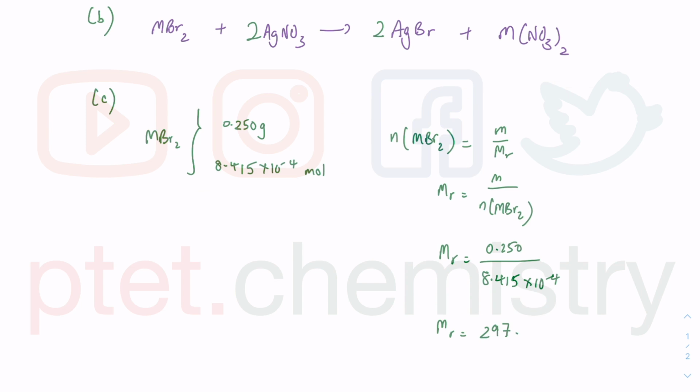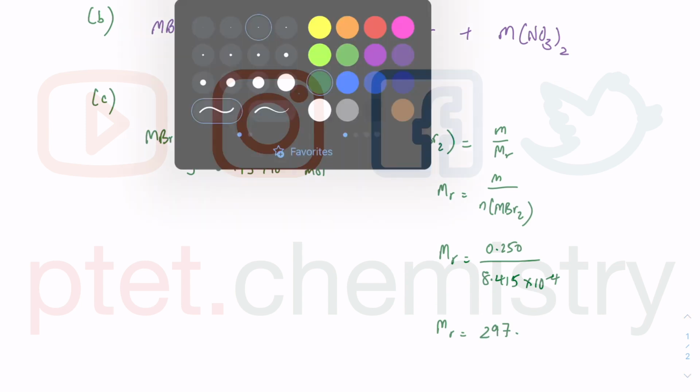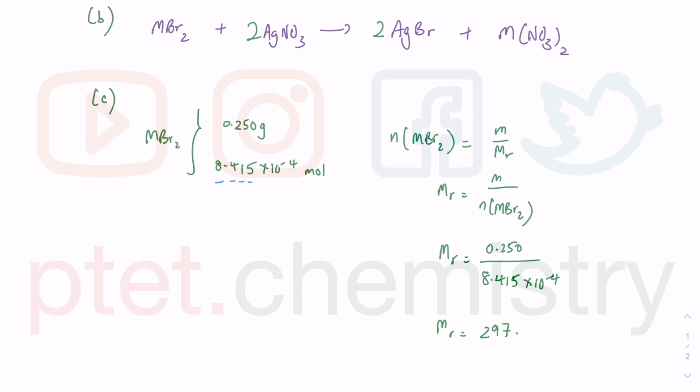They don't tell us how many significant figures, but based on the information given, if you see 1, 2, 3, and 4 significant figures, and the 250 is 3 significant figures, I would say anywhere between 3 and 4 significant figures would have been alright, because there would have been an appropriate number of significant figures. So my MR, if I do that to 3 significant figures, is 297 grams per mole. Okay, so I guess that's part 1 of that question, which is identifying the MR, and then the second bit is identifying the metal M.